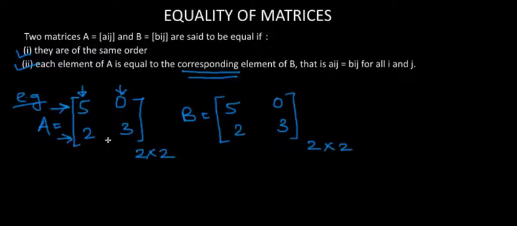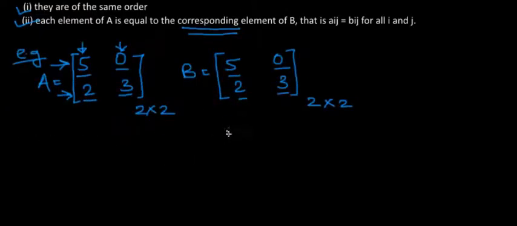And what is the second condition? The second condition says that each element of A is equal to the corresponding element of B, which means the element here should also be the element here. The element that is here is the same element that is here. Here there is 2, so here also there is 2. Here there is 3, so here also there is 3. Okay, so that's what it is about equality of matrices. The orders should be equal and the corresponding elements should also be equal. Okay, so this was about equality of matrices.